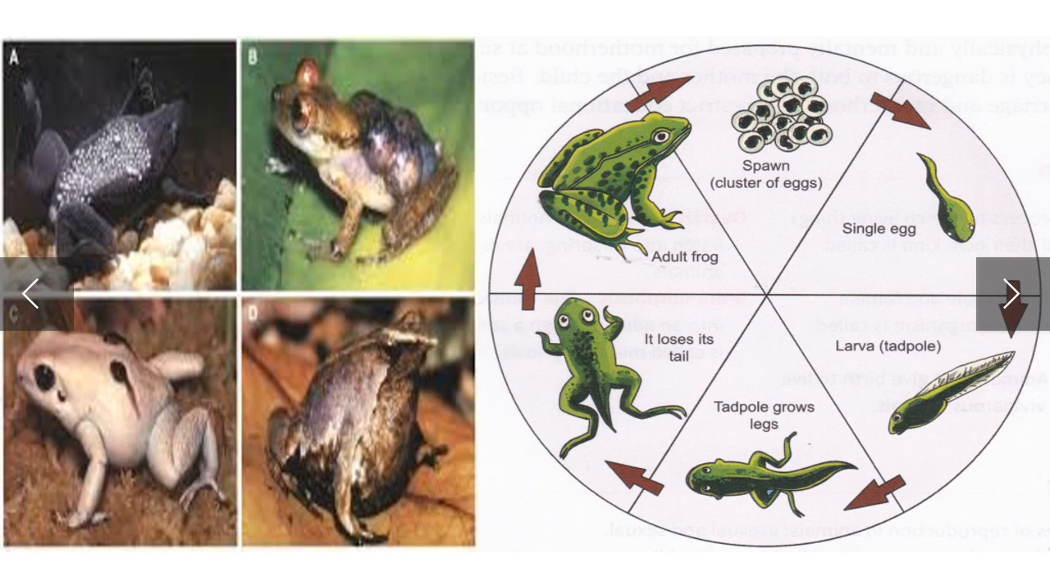Okay, look here in the diagram. Single egg, then it forms a larva, tadpole. The tadpole grows legs, it loses its tail, adult frog formation, and they again produce a cluster of eggs. And these eggs have the ability to produce new tadpoles or larvae.